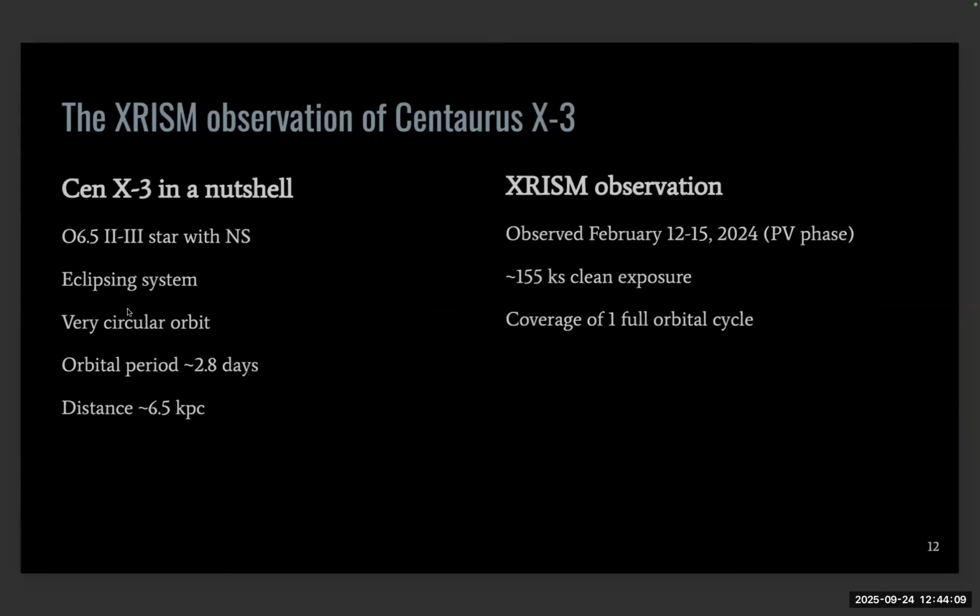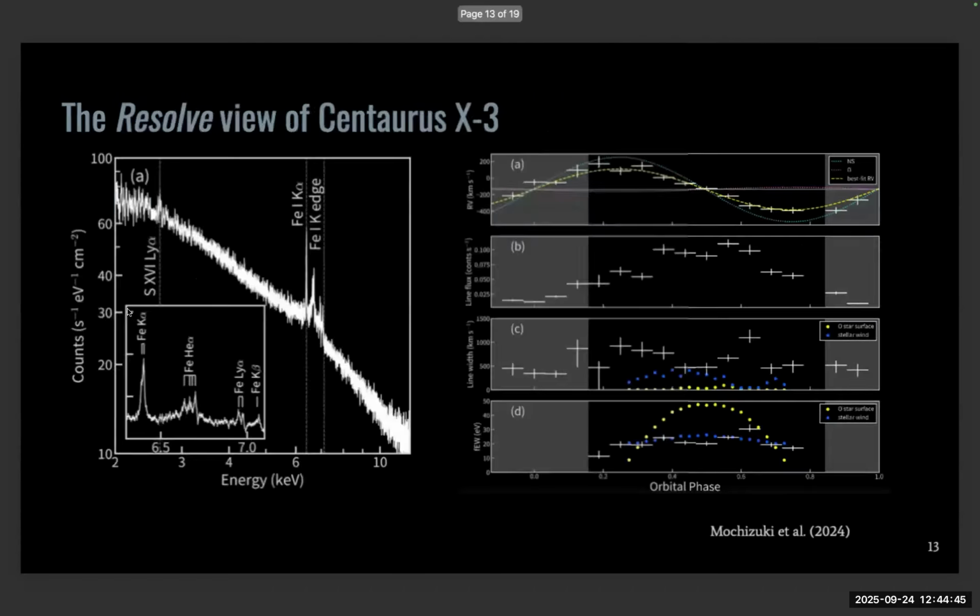So the next source I wanted to show is Centaurus X-3. That's a neutron star binary system with an O star. That is the star that has a significantly lower mass loss rate, and the wind of the system is much more optically thin than what we saw in Cygnus X-3. It's an eclipsing system with a very circular orbit. The orbital period is larger, and this was also a XRISM PV target that I was involved in.